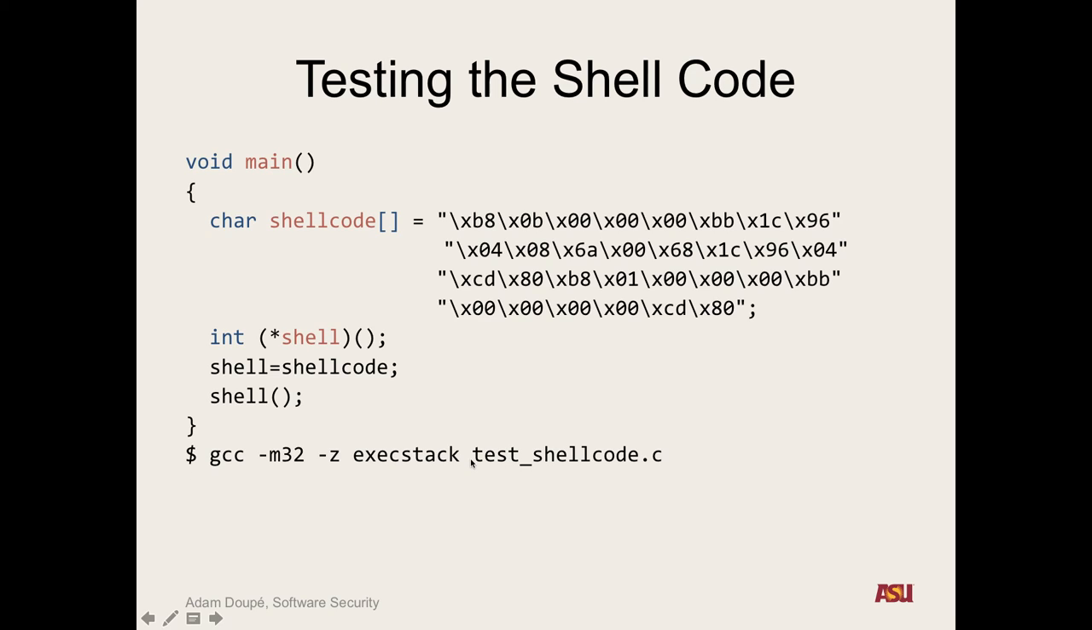So you can compile this one like this. For this one, you have to have the -z execstack flag to make sure that it doesn't use a non-executable stack. But you can compile it. It compiles fine. You run it with a.out, and it does not do that. So it calls the exit function.